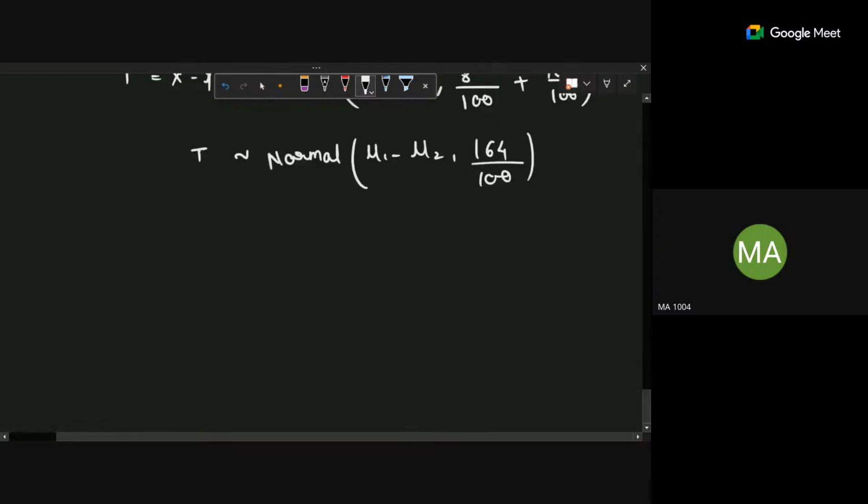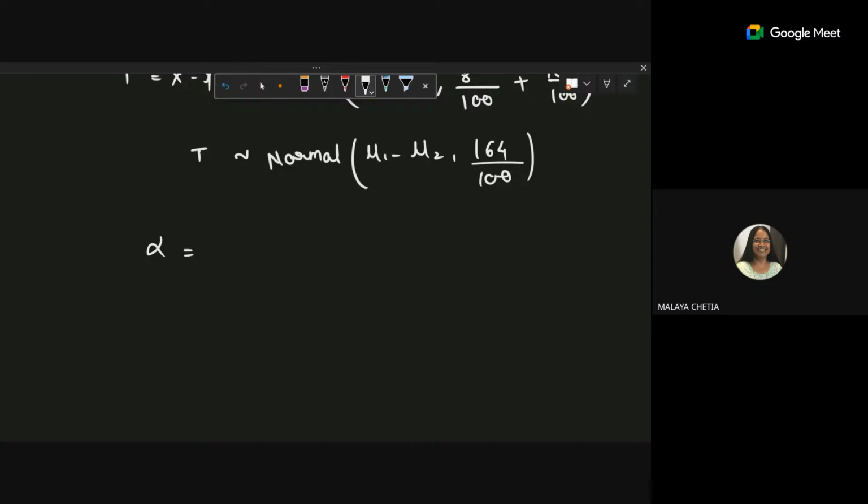So now what to do? If this is a normal distribution with this sigma square, can I make it a normal distribution with mean 0 and variance 1? Is there any chance that I can have this distribution be a normal distribution with mean 0 and variance 1? If mu1 is mu2, yeah.